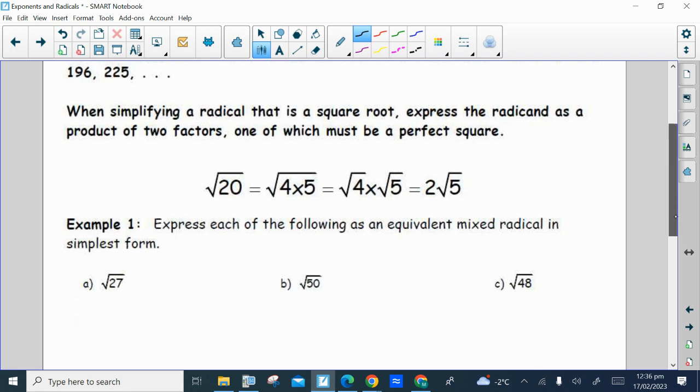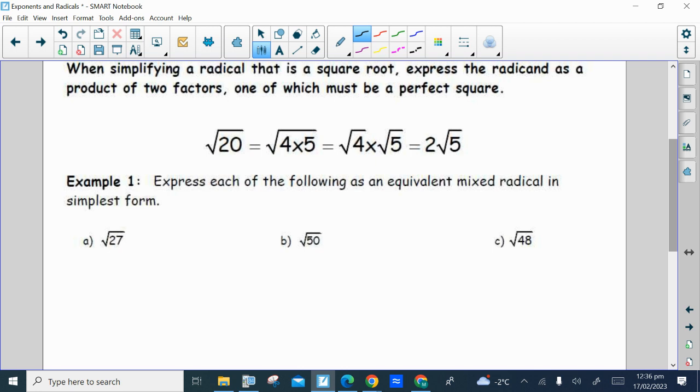So the example that we have there is that root 20 could be written as root 4 times 5. 4 times 5 is 20, right? Now, there are other numbers that multiply to get 20. For example, 2 times 10 can also be multiplied to get 20. The problem, though, is that neither 2 nor 10 is a perfect square. One of the numbers that you choose must be a perfect square. And so you can see that root 20 is broken down to root 4, root 5.